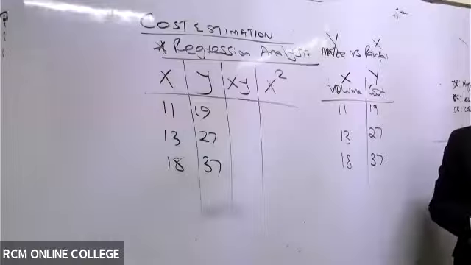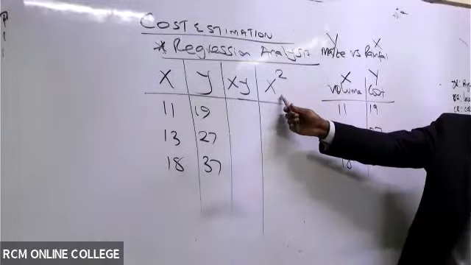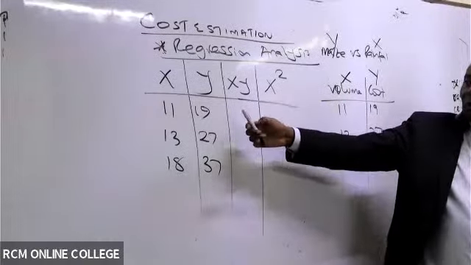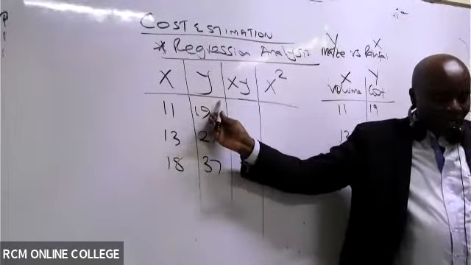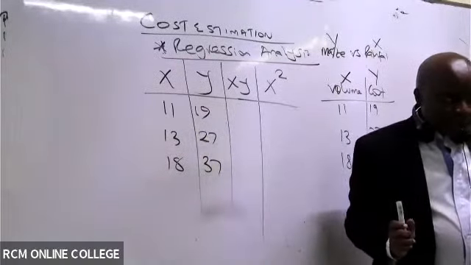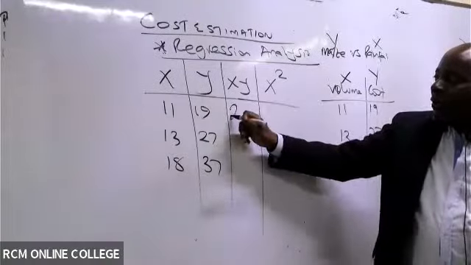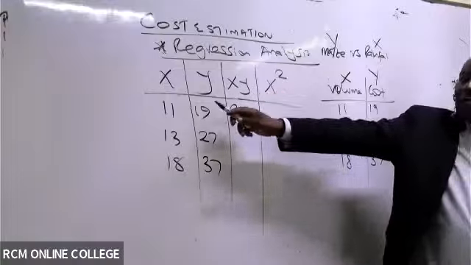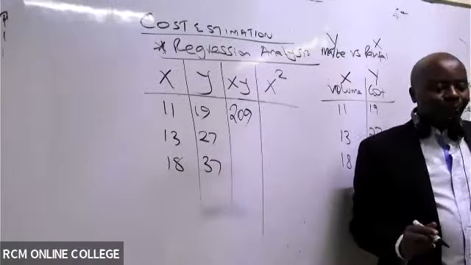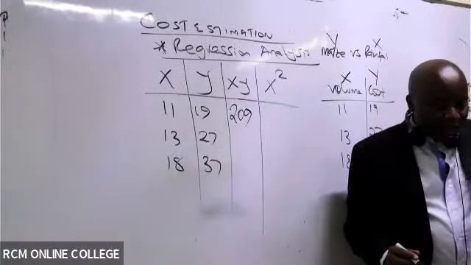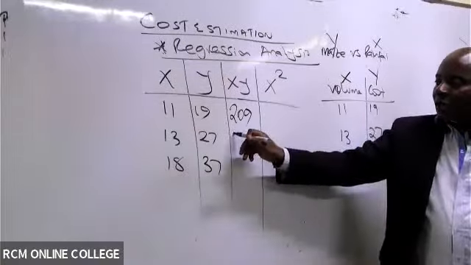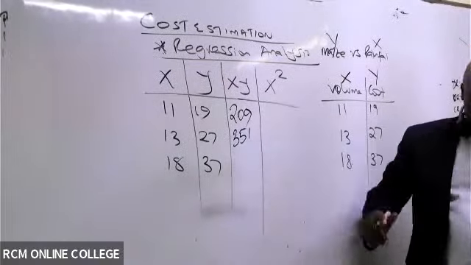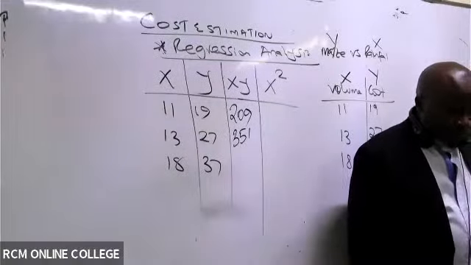So if it's regression, you must introduce XY and X squared. XY means that you're multiplying. So 11 by 19 gives me how much? 209. Great number, 209. So we are multiplying X times Y, 13 times 27. 351.